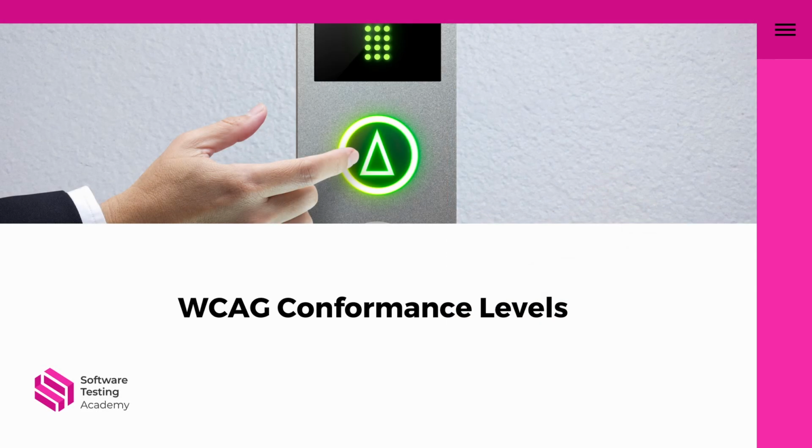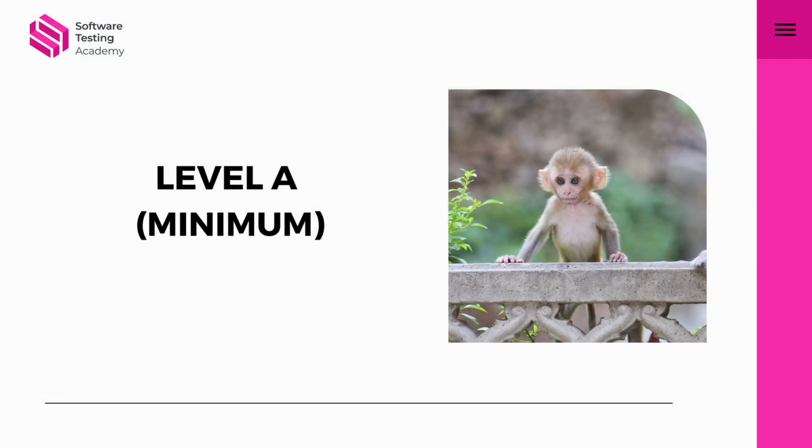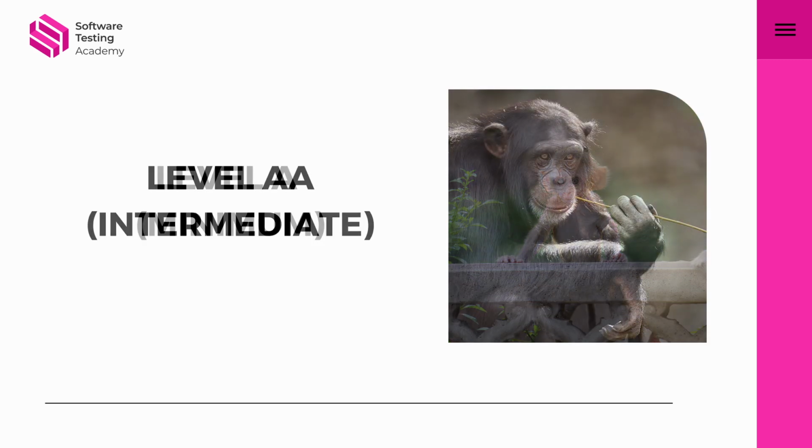WCAG conformance levels. Level A, minimum. Conformance at Level A indicates that the website or content meets the most basic accessibility requirements. Achieving Level A conformance ensures that some of the most fundamental barriers for people with disabilities are addressed. However, it doesn't cover all possible accessibility issues. This level is a starting point and should be considered the minimum standard for accessibility.